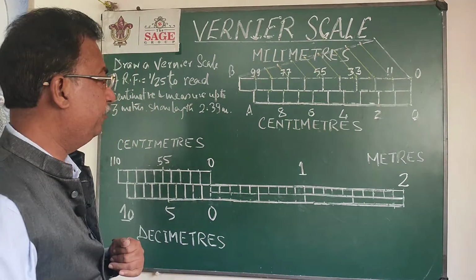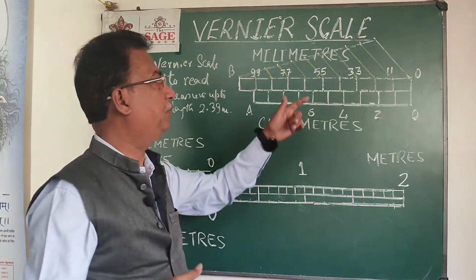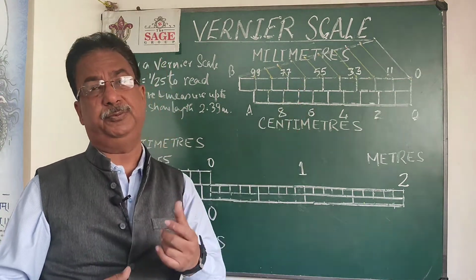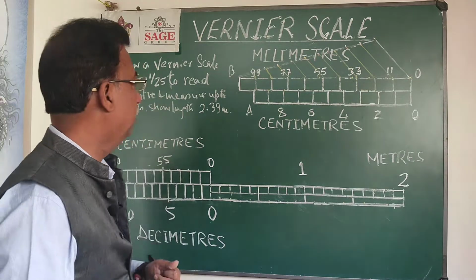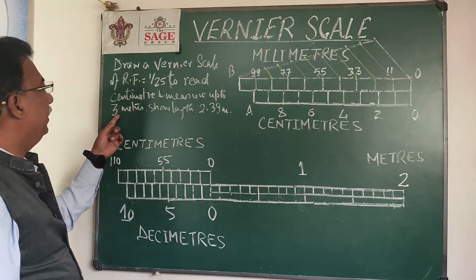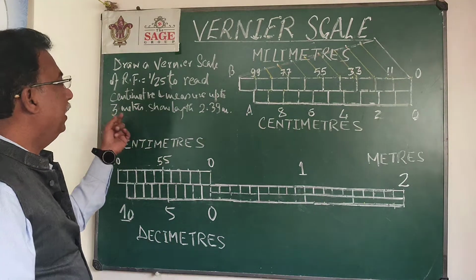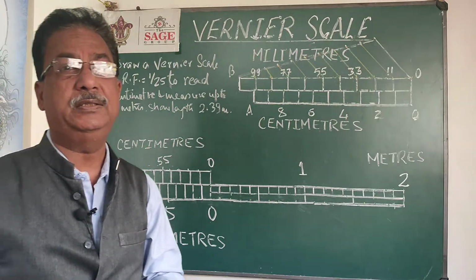That is the basic difference between the vernier scale and the plain scale, and again there will be an attachment of the vernier above the first part of the primary scale. In this case, RF is 1/25 multiplied by 3 meters, the maximum length of the scale, so we get the length of the scale as 12 centimeters.